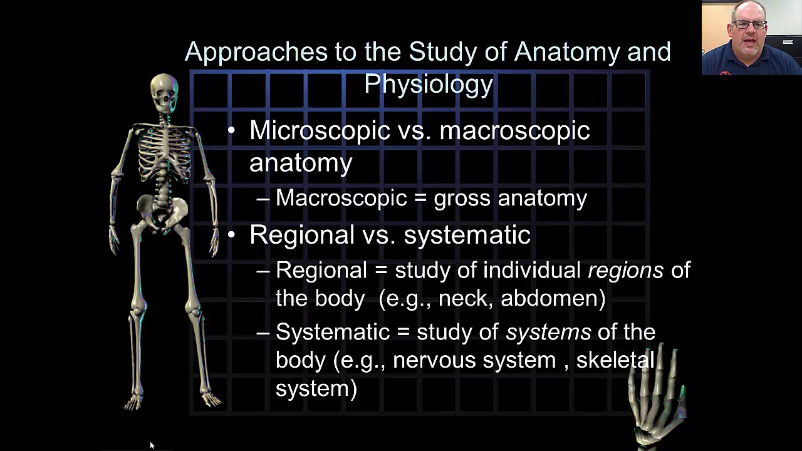Also, when we start looking at anatomy, we have regional anatomy, which is a specific area of the body. So all the anatomy on my arm right here, that would be regional. Looking at my fingers, my arm, my skin, and all that, that's a region. Systemic is going to be like the circulatory system. That's going to be the heart and all the blood vessels that go throughout the body. So that's the difference between regional and systemic.